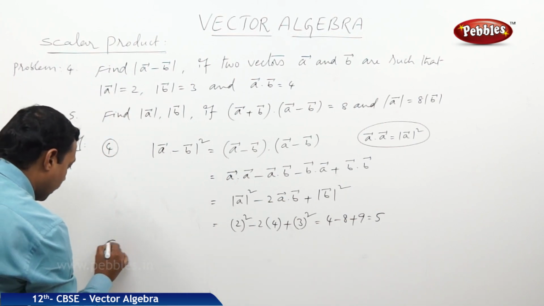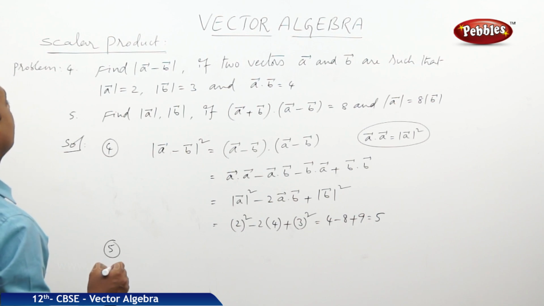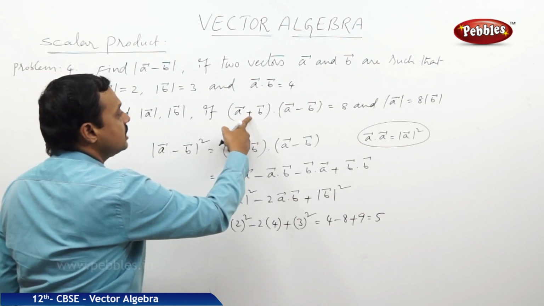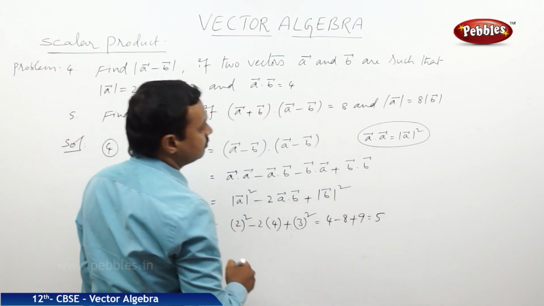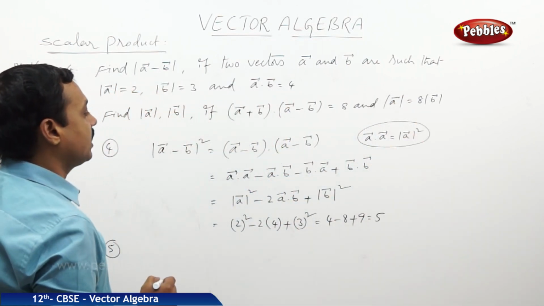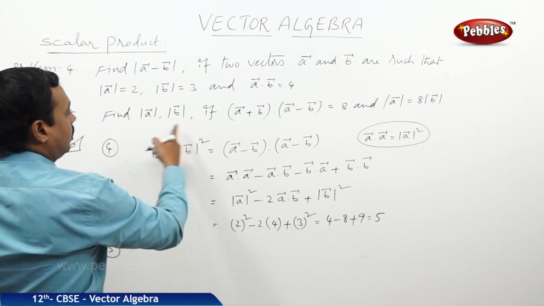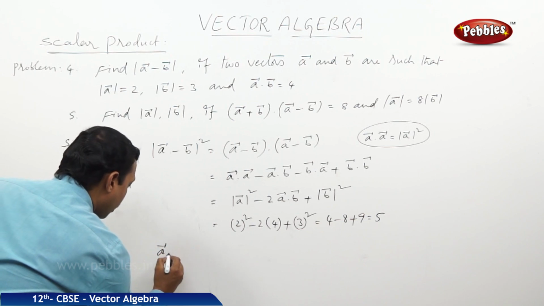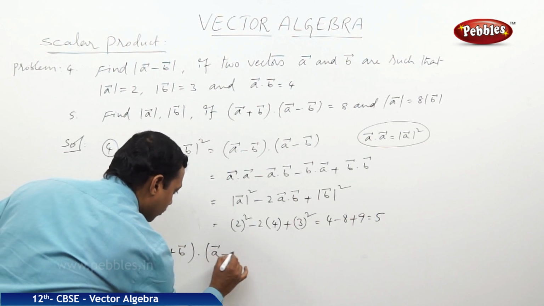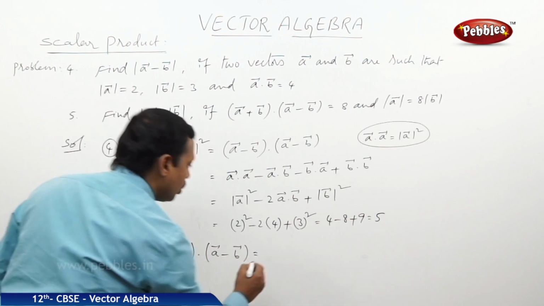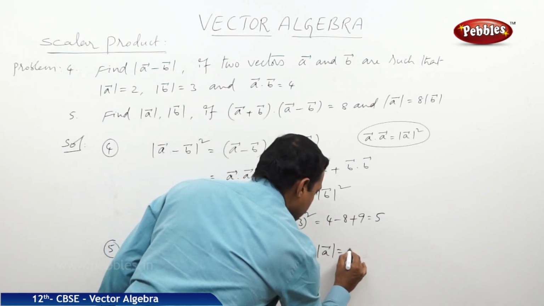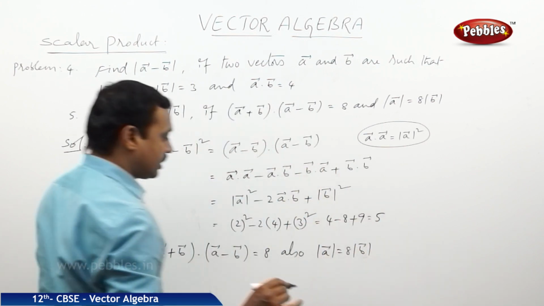Next one, fifth one. Find mod a, mod b if a plus b dot a minus b is equal to 8 and modulus of a vector is equal to 8 into modulus of b vector. Given that a bar plus b bar dot a bar minus b bar is equal to 8 and also given modulus of a vector is equal to 8 times of modulus of b vector.